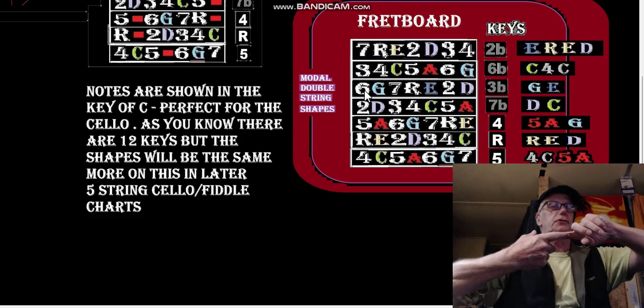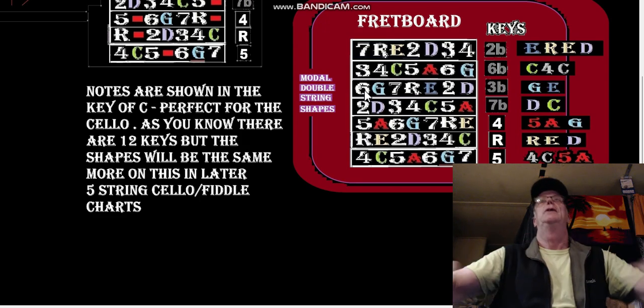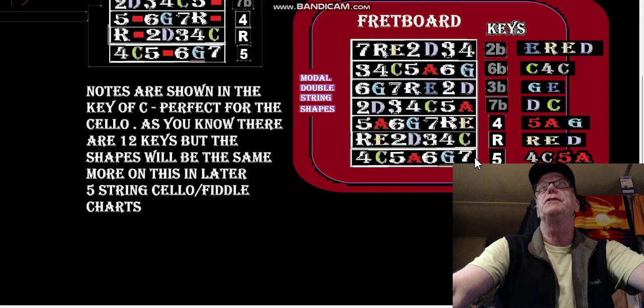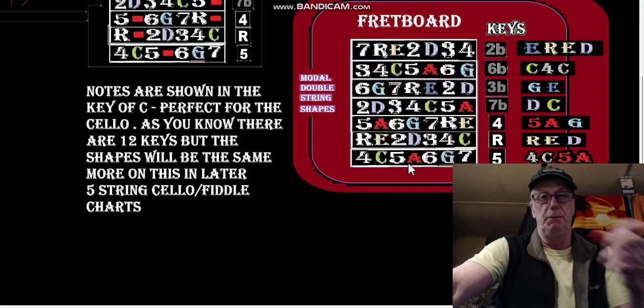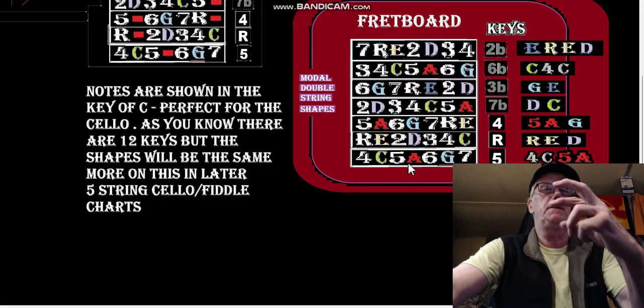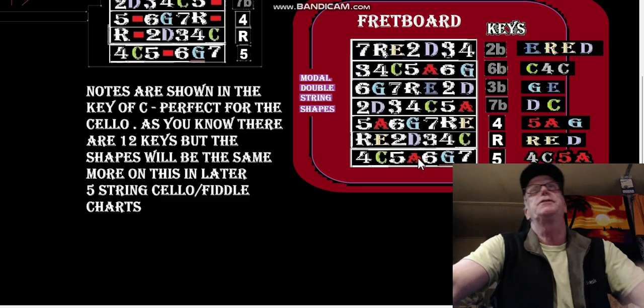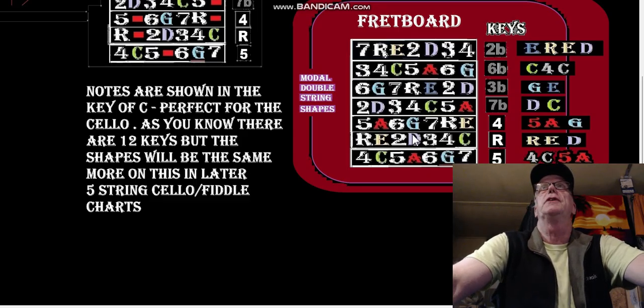The modal long string shapes, they only share what they share. Now look at 4, 5, 6, and 5, 6, 7. They're sharing the 5, 6. Big buddies. Whole note, whole step buddies. That's still close together compared to the size of that string shape.